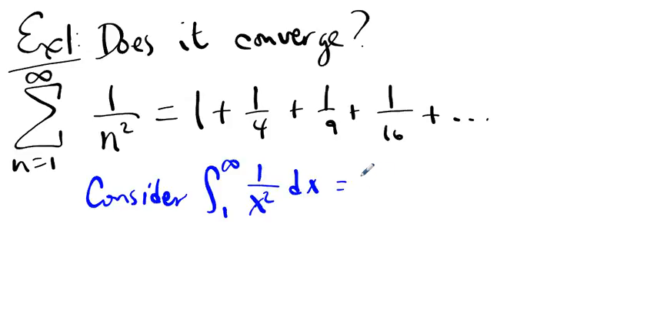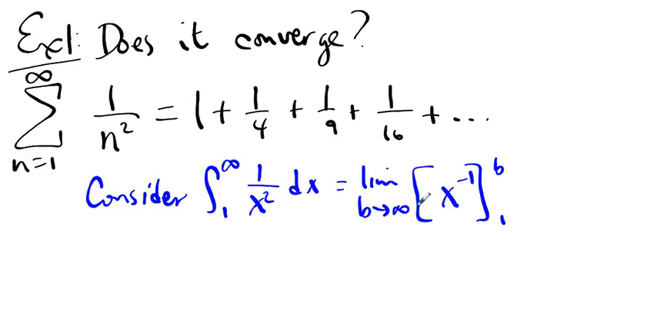And we know what that is. It's the limit as b goes to infinity of the integral from 1 to b. Well, what's the antiderivative of x to the negative 2? That's x to the negative 1 divided by negative 1. And so this gets subbed in. You get a negative 1 over b. As b goes to infinity, that's 0. Subtract what you get when you throw 1 in there. You get 1.